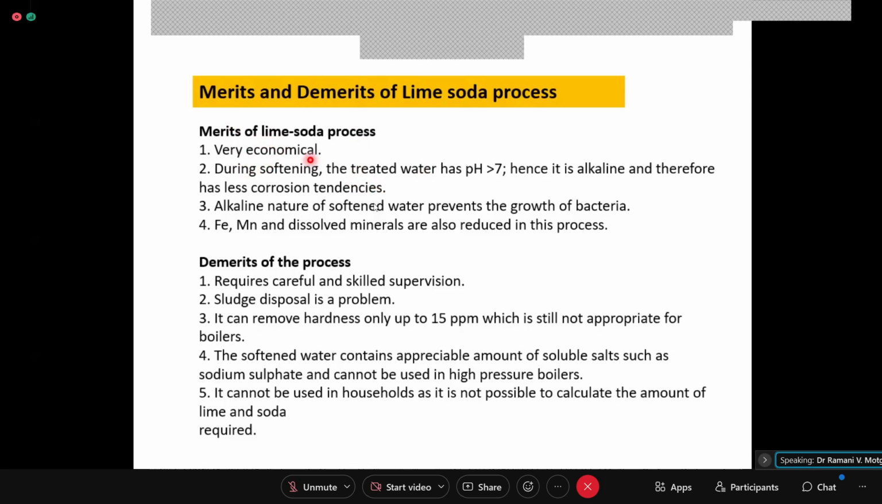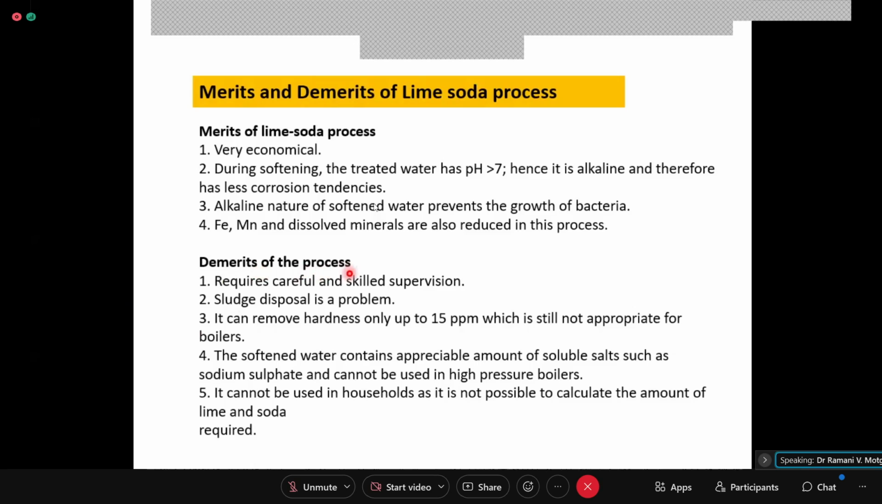Now merits are: it is very economical because lime and soda both are quite cheap. During softening, the treated water has pH greater than 7, hence it is alkaline and therefore has less corrosion tendencies. The alkaline nature of softened water prevents the growth of bacteria also. And Fe and Mn and dissolved minerals are also removed. Not 'reduced', because the meaning of reduced is reduction, and it could also mean oxidation. So Fe and Mn and dissolved minerals are removed from water in this process.